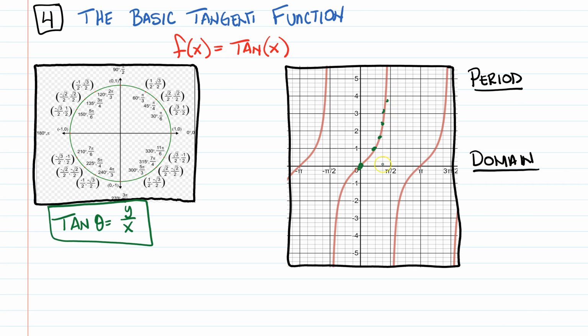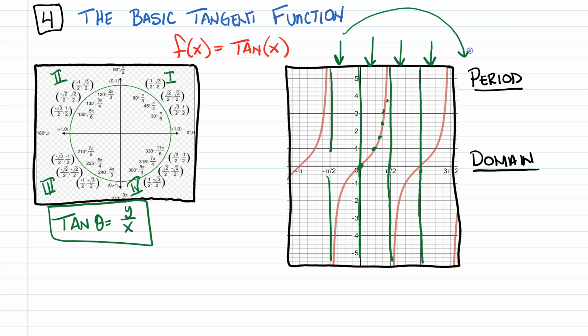I do want you to notice that I'm going to break this graph up into quadrants. Everything that happens from 0 to pi over 2 is in quadrant number 1. Everything that happens here is in quadrant number 2. Everything that happens here is in quadrant number 3. Quadrant 4 is off the graph, but if I go backwards to negative pi over 2, that puts me back in quadrant number 4, and it would repeat itself over here.